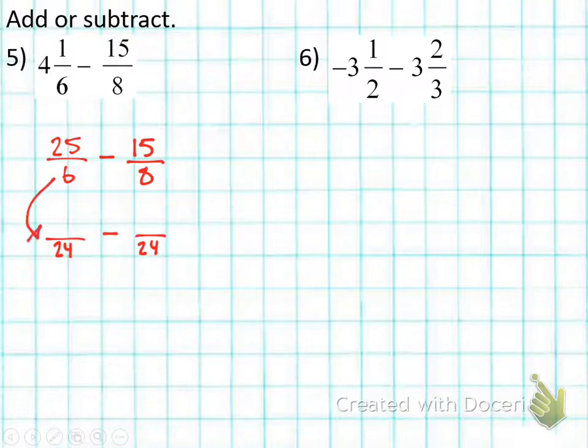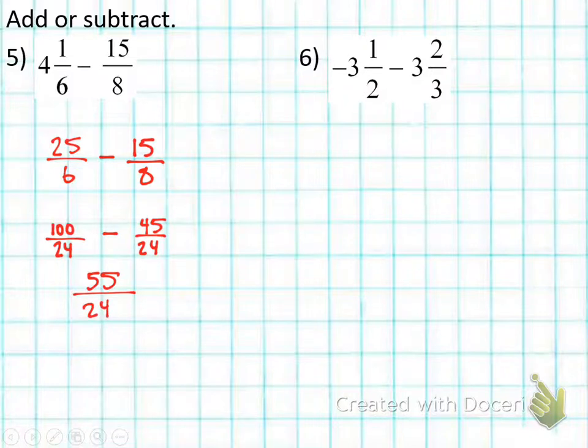What did you multiply 6 with to get 24? So 25 times 4 is? 100. Good. Okay, what do you multiply 8 with to get 24? So 15 times 3 is? 45. Okay. 100 minus 45 is? 55. And that's a nice one because we don't have to worry about a negative sign over 24.